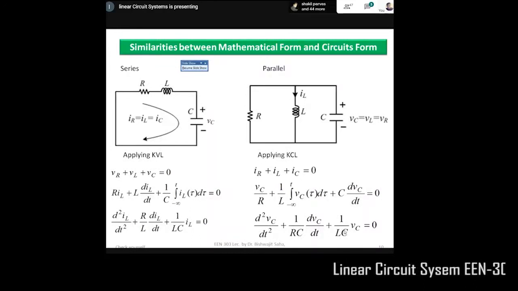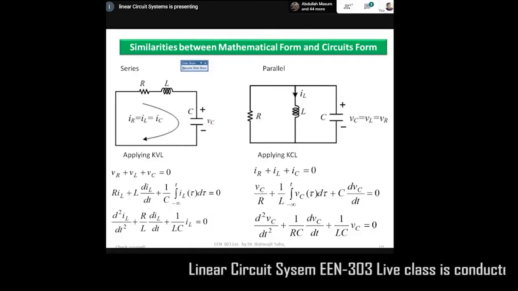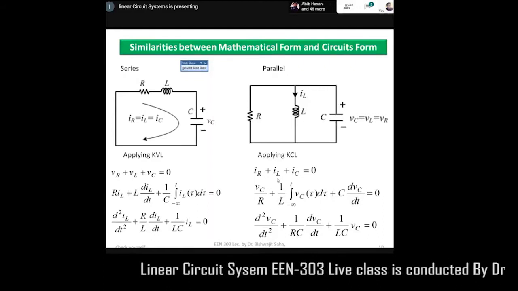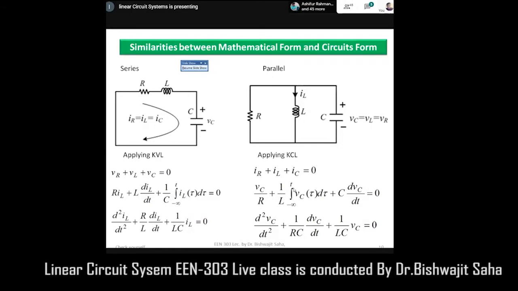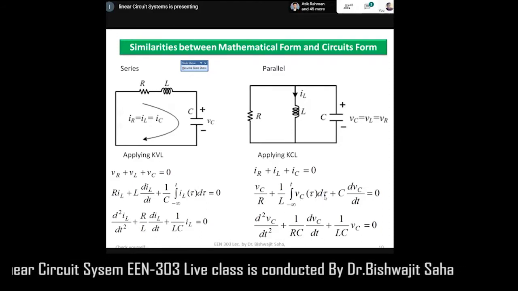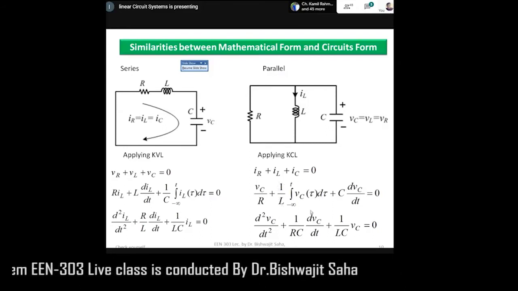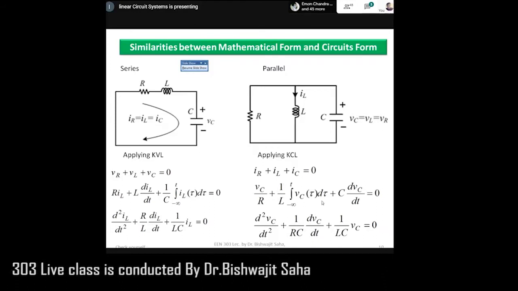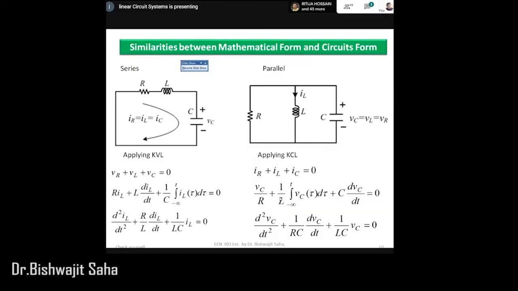So yesterday I had asked you to answer a question in slide number 10. Can you go to slide number 10? Here it is written IL equals 1 over L, integration from minus infinity to t of Vc of tau d tau. Have you found any clue of this term or this equation? This term has come from slide number 8.